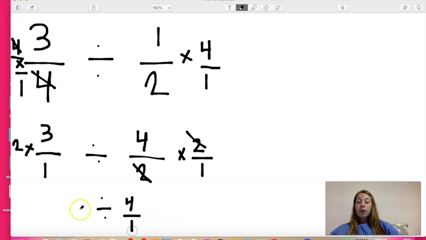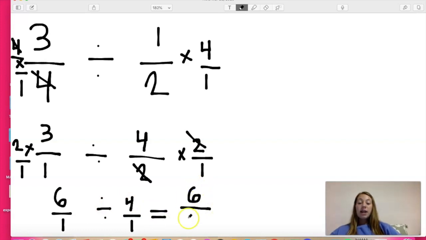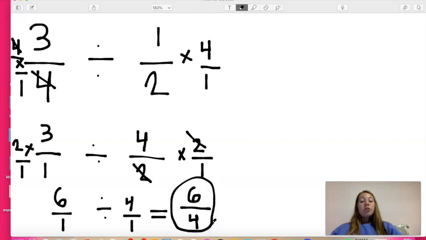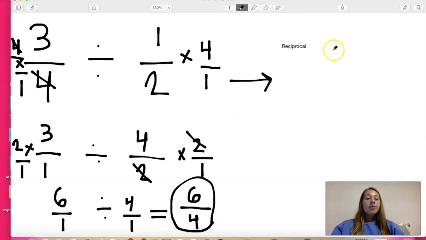Whoops. And now we have to do 3 times 2 is 6. 1 times 1 is 1. So now we just have 6 divided by 4. So we can write that as 6 over, or divided by, 4. So that is our answer. So now we're using the reciprocal. That's how you spell it.